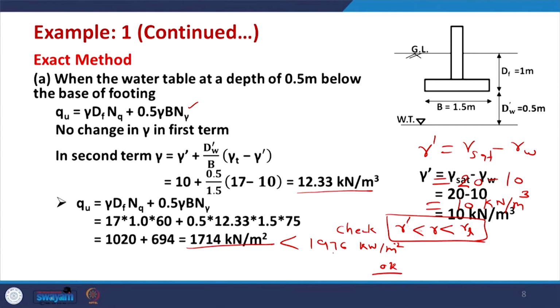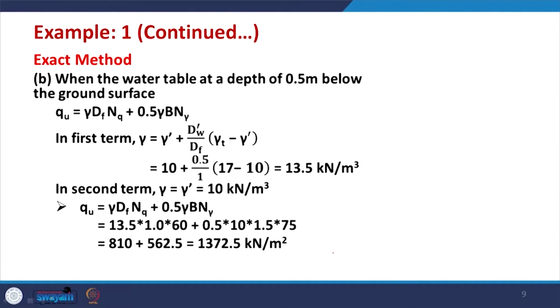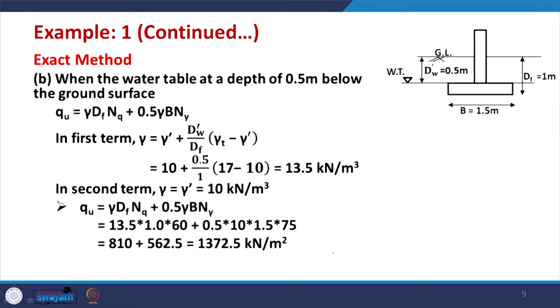Now, this was the case when the water table rises but is still below the base of the footing. Now, let us see the next case when the water table further rises and goes above the base of the footing. So, in this case the location of the water table is above the base of the footing, at a depth of 0.5 meter from ground level, and the depth of the footing in this case is 1 meter. So, that means it is here.